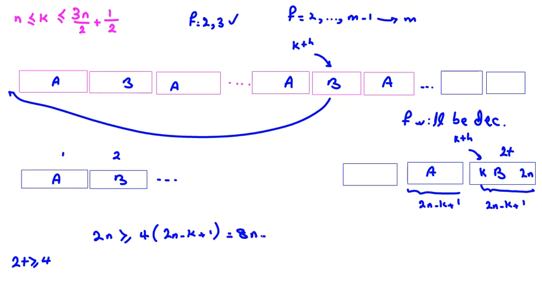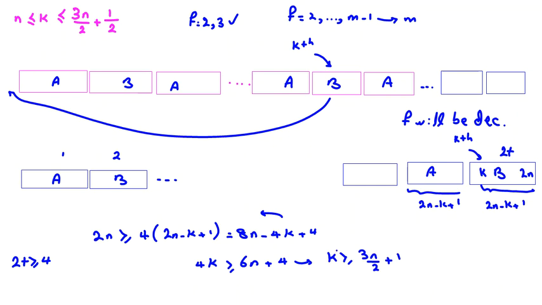It will be what? 8n minus 4k plus 4. And if we take 2n to the right-hand side, 6n, 8n minus 2n, these to the left-hand side, it will be exactly the inequality we worked on before, plus 4. Then if you divide by 4, k is greater than or equal to 6n over 4, which is 3n over 2, plus 1.